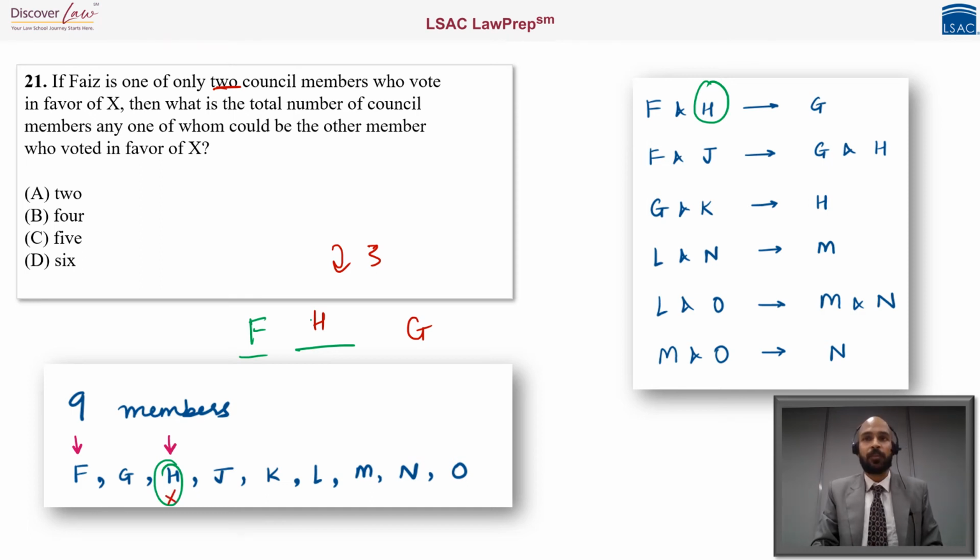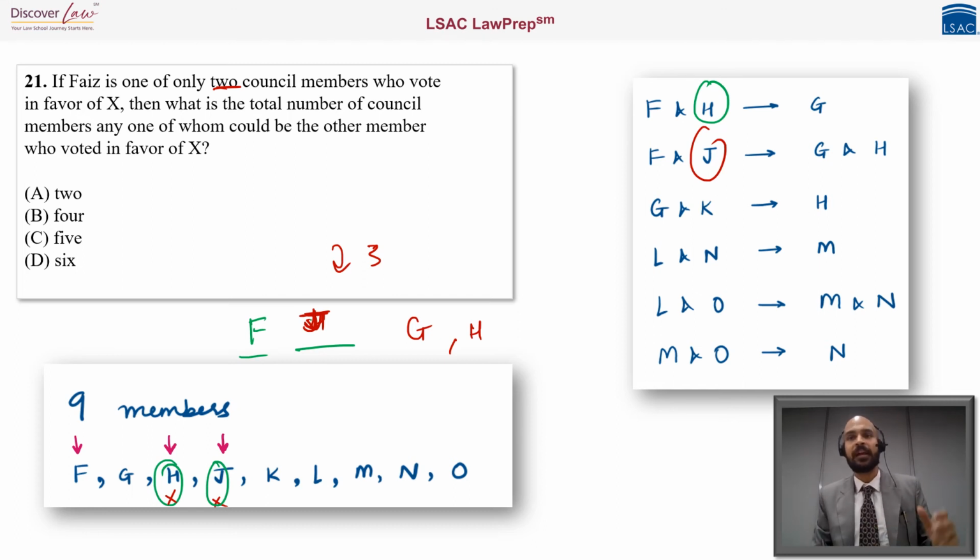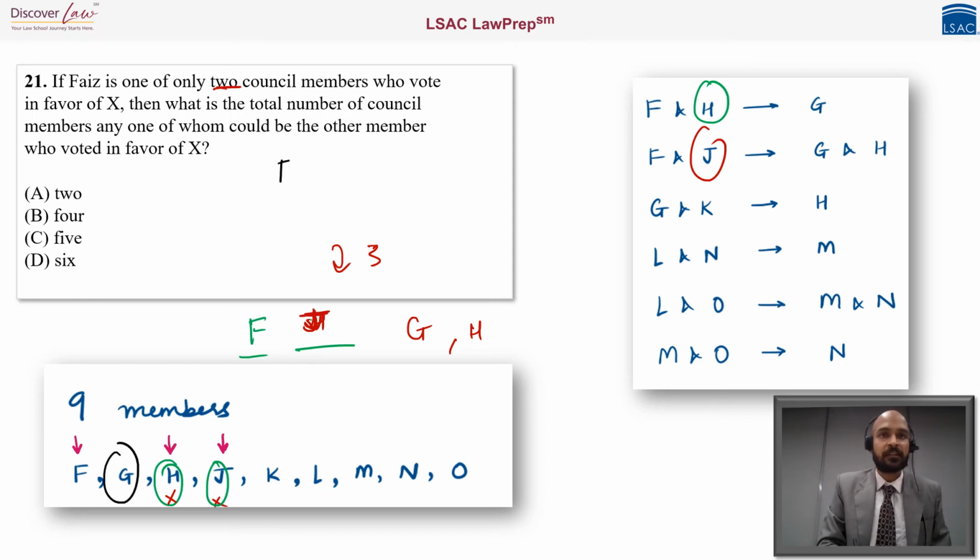Okay. Likewise, let us see if you put J in here. The same problem. If you put J, then you get G as well as H in addition to J. So that is the problem. So J also cannot be the answer. Now if you look at any of the remaining alphabets, any of the remaining members, that is, if you look at G, then there's nothing that tells you that F and G will give you something extra.